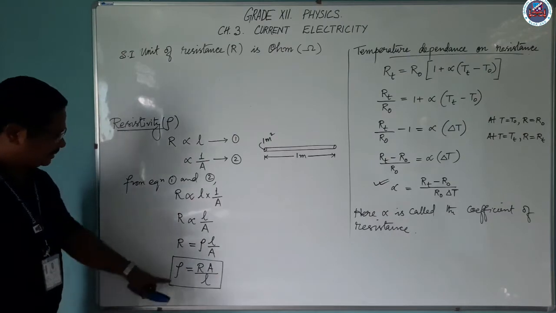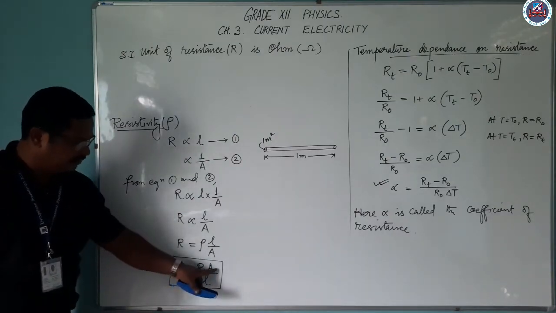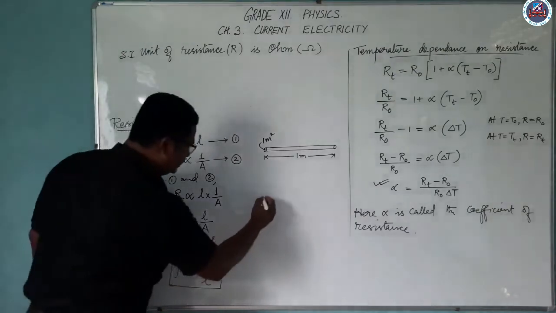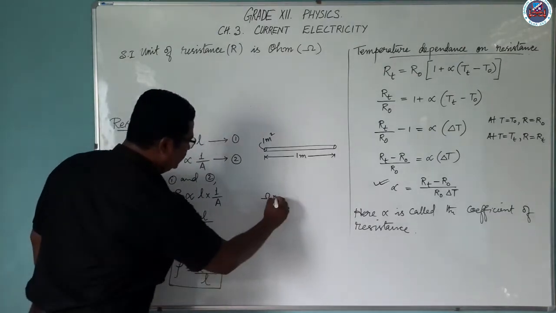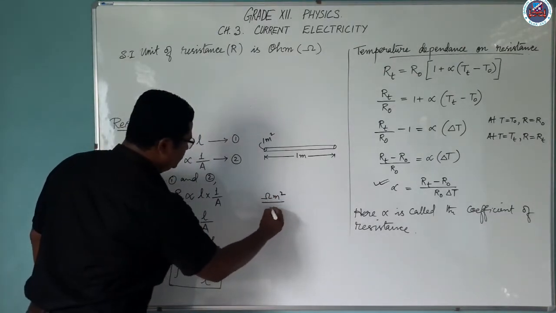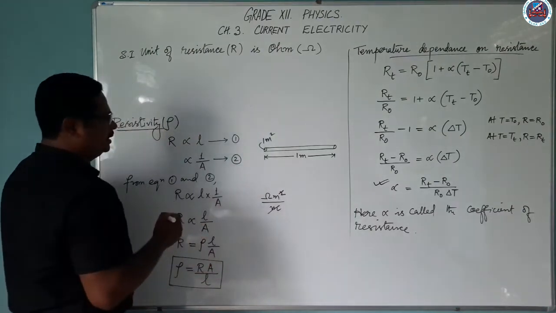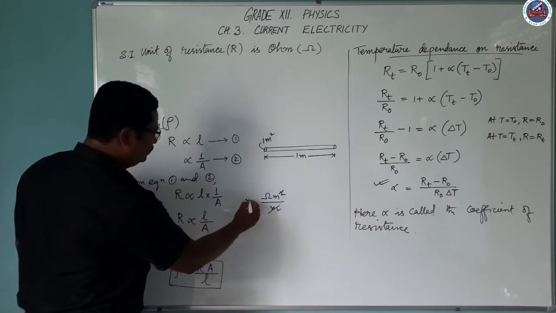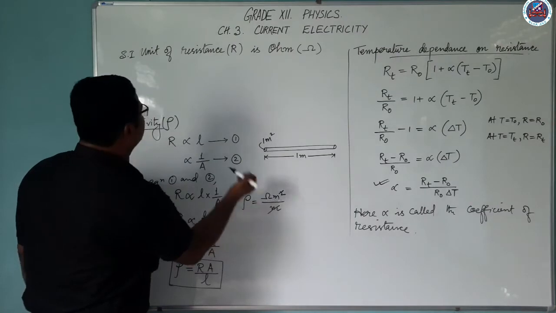Then what about this? Resistance is ohm. Area of cross section is meter square. Here resistance is ohm, area of cross section is meter square, and length is meter. All SI units. If you cancel meter from numerator and denominator, then you get the unit for resistivity, that is ohm meter.